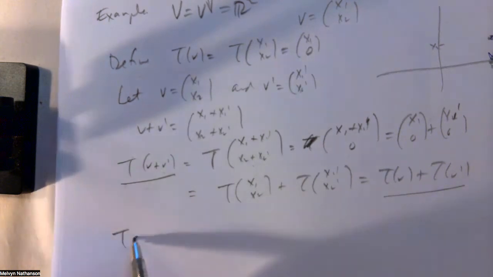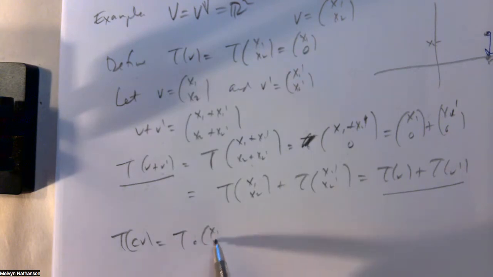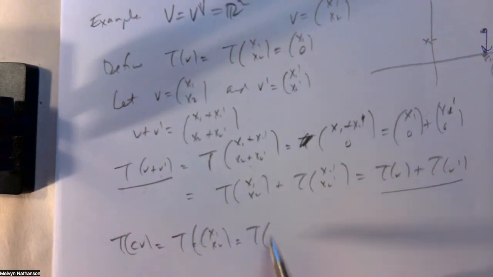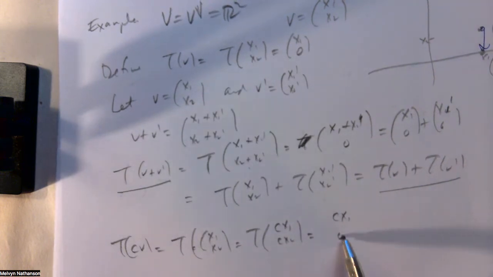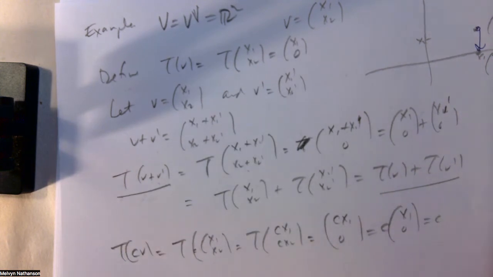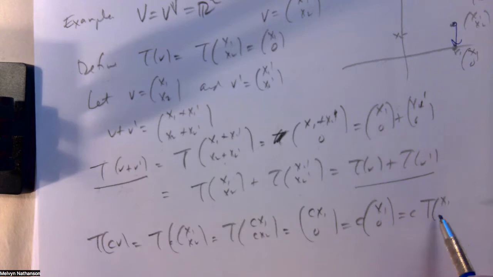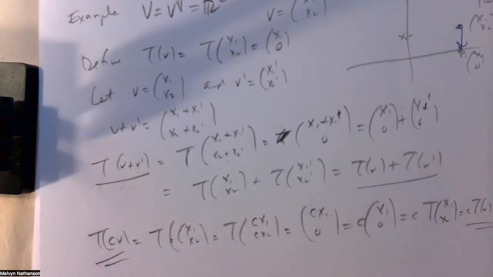Similarly, if I take T of c times v, that's T of c times the vector (x1, x2). That's T of the vector (cx1, cx2). That gets sent to (cx1, 0), which is c times (x1, 0), which is c times T of (x1, x2), which is c T of v. So the second condition of a linear transformation is satisfied. So this is a nice, simple example of a linear transformation.